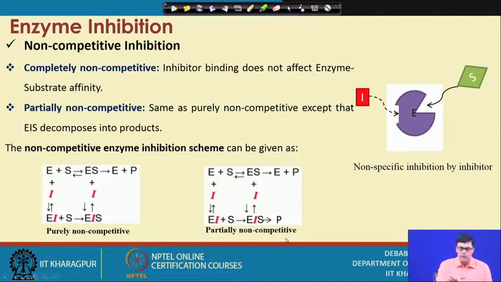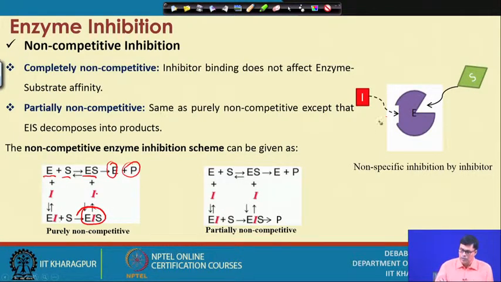Now, next is non-competitive inhibition. In non-competitive inhibition, one important aspect is the trimolecular complex formation. I can explain: E plus S gives ES, then ES plus I gives EIS, and E plus I gives EI, and EI plus S gives EIS. So a trimolecular complex is formed, but here, as in competitive inhibition, the ES complex will give E plus product, am I right? This is the difference between competitive and non-competitive inhibition.